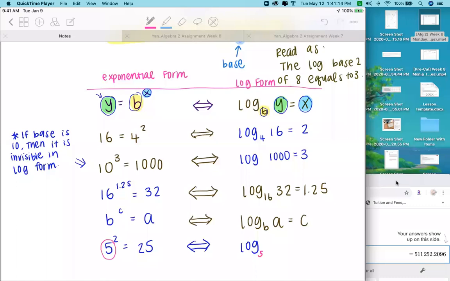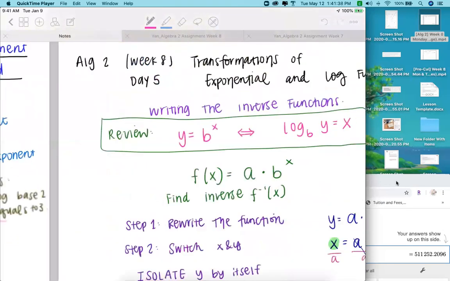Okay, and then we're going to take the number on the other side, and we write it right here. So we read this as log base 5 of 25 equals 2. Okay, and vice versa. So let's go ahead and do some of these homework questions.